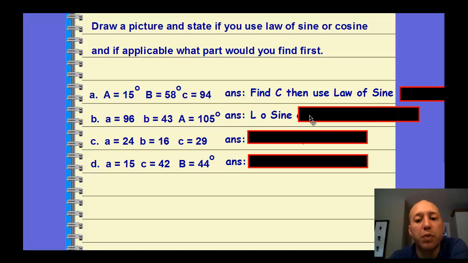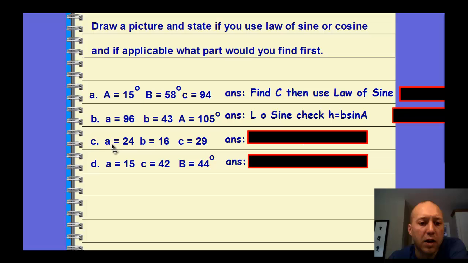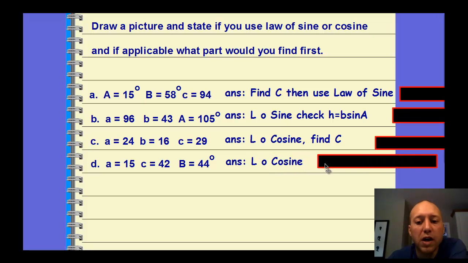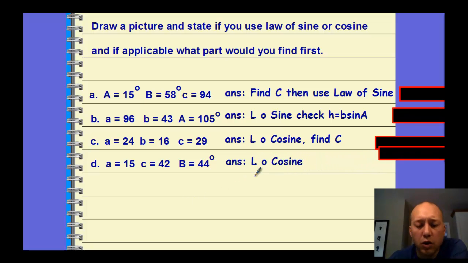So you use law of sines, but you first need to check your height to see how many triangles we have. In C, we have side, side, side, so you can use law of cosine, but you want to find the largest angle first, so you need to find angle C. 29 is the largest side, so angle C is going to be the largest. And then the last one here, we have side, side, angle. We have to use law of cosine here, and you're going to use law of cosine twice. You're going to use law of cosine to find your side B, and then you're going to use law of cosine with the three sides to find the largest angle that's left.